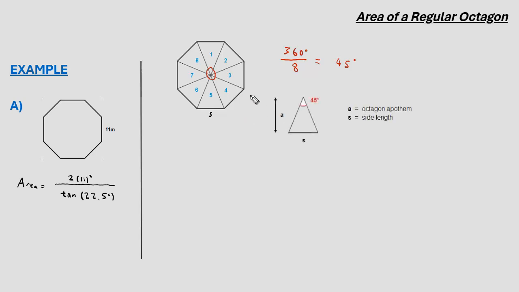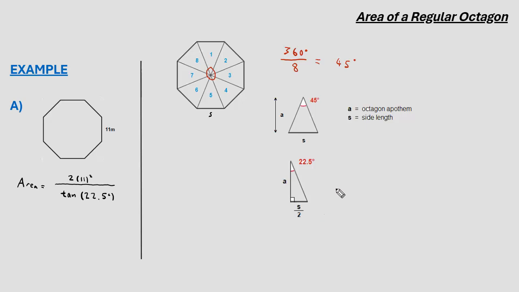The base of each triangle is a side length, and the height is the octagon apothem, which would be a straight line from the centre to the middle of one of the sides. But we can go a bit further here and split one of these triangles in half. And this is the result. This angle now becomes 22.5 degrees. The height remains, but the base is a side length over 2.